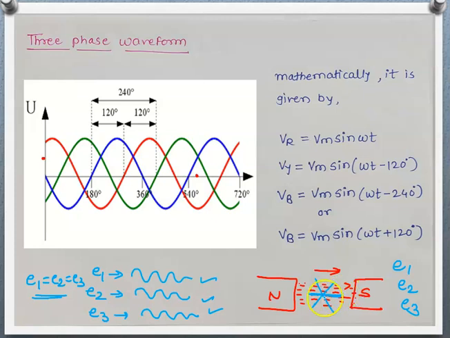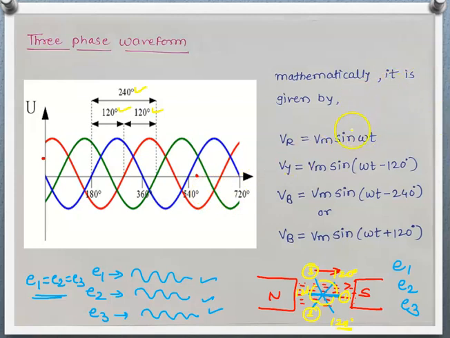Also observe here, suppose this is the first conductor, this is the second conductor, and this is the third conductor. The angle between the first and second is maintained at 120 degrees. Second and third is also 120, and third and first is also 120. That means all the conductors are placed equally apart, so that the EMFs induced in them also have a phase difference of 120 degrees with respect to each other.